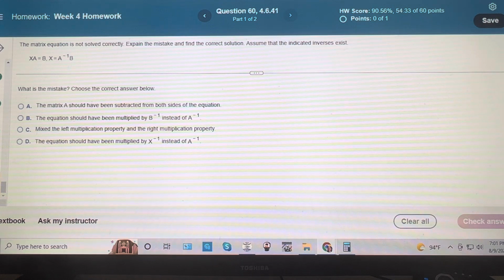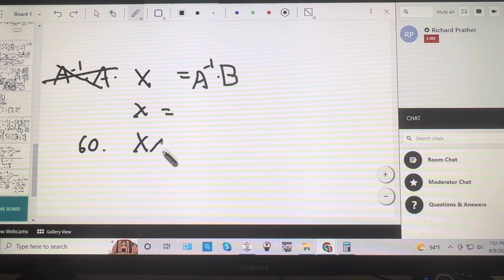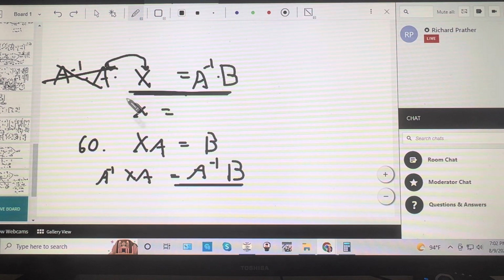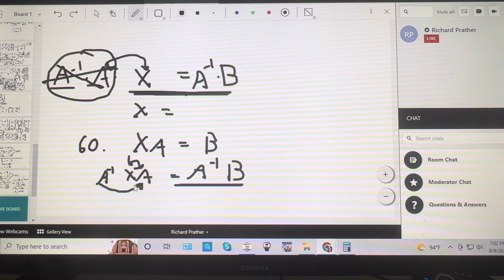if you have X times A equals B, you can't place the inverse of A in front. That's what they're trying to do, because that's what you do here. You're getting used to the pattern. But the issue here is this is reversed. These will cancel out when they're next to each other. They don't cancel out when there's an X in between them.